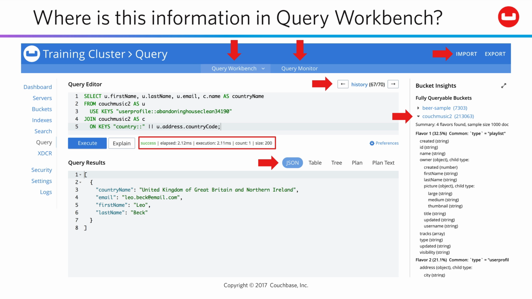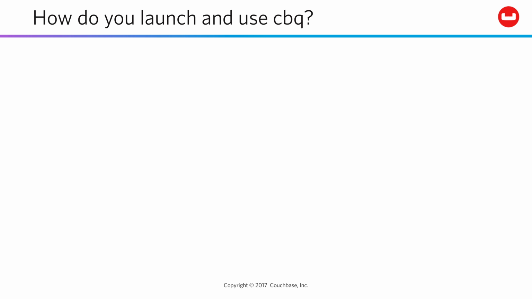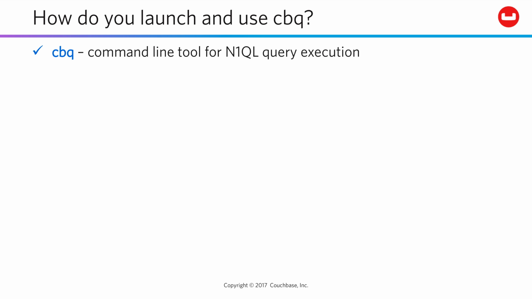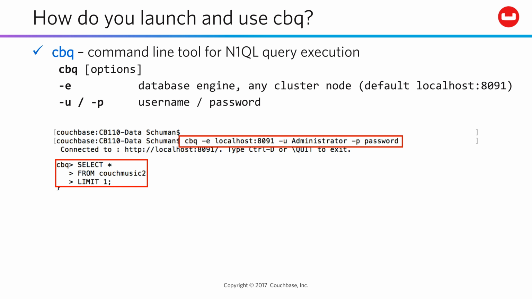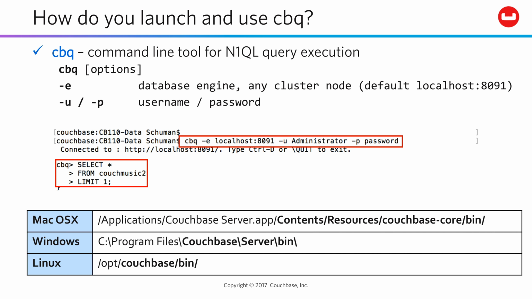And you can toggle between the Query Workbench, which we see here, and the Query Monitor, which is a tool to provide performance statistics during long-running queries. Alternately, you can point the CBQ command line tool at any node in your cluster, provided you have the necessary credentials to access that node and query the bucket you specify. You can find CBQ in these locations depending on your operating system.